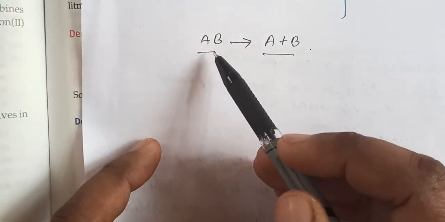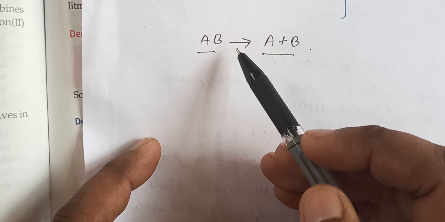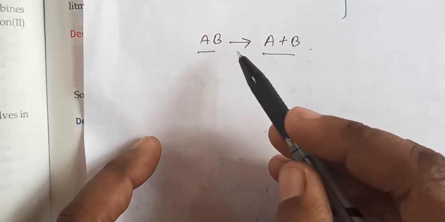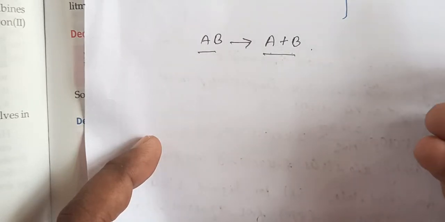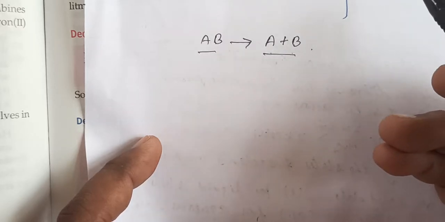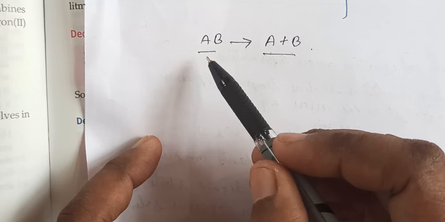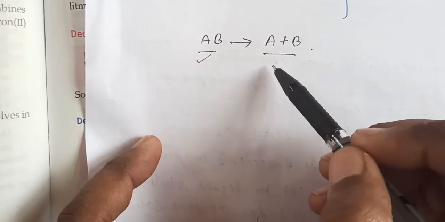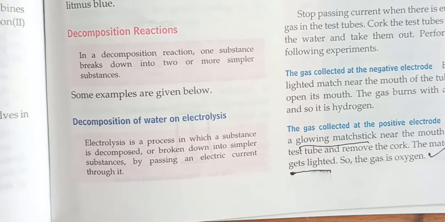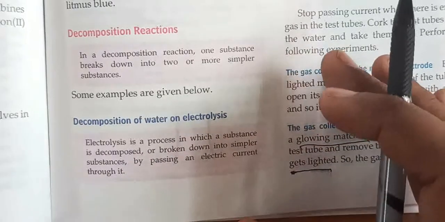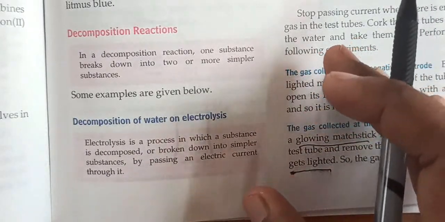One reactant breaks on supply of energy, heat energy, light energy, electricity, or any other kind of energy, and breaks to form two or sometimes even more products. Minimum two or more than two products are formed. So in a decomposition reaction, there is one reactant, and two or more products. We'll discuss this decomposition reaction now.